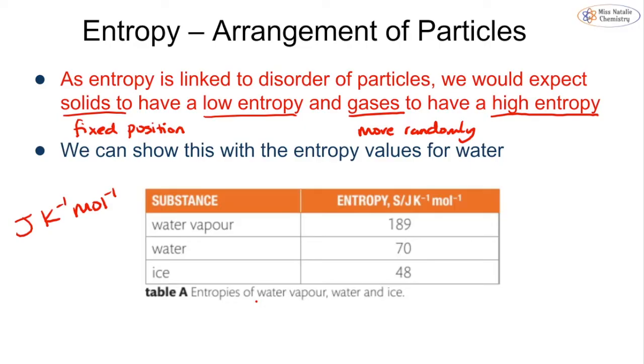Now, this is shown with the entropy values for water. So water vapor has an entropy of 189, which is high, as opposed to ice, which has an entropy of 48, which is low because the particles are going to move less, therefore they're going to have less possible arrangements.